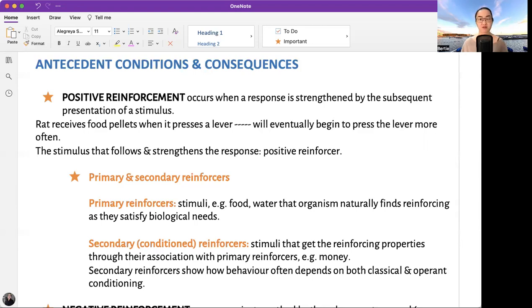Primary and secondary reinforcers. Primary reinforcers are stimuli, for example food and water, that an organism naturally finds reinforcing as they satisfy biological needs. Secondary, or conditioned, reinforcers are stimuli that get their reinforcing properties through their association with primary reinforcers, for example money. Secondary reinforcers show how behavior often depends on both classical and operant conditioning.